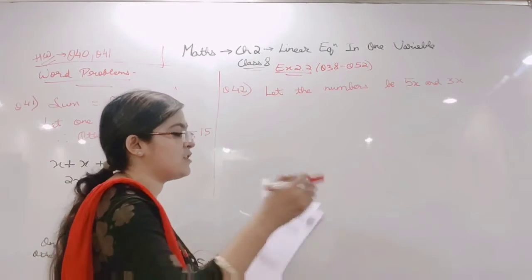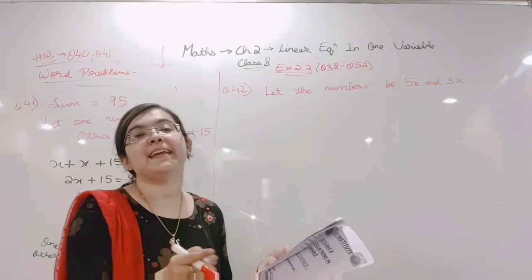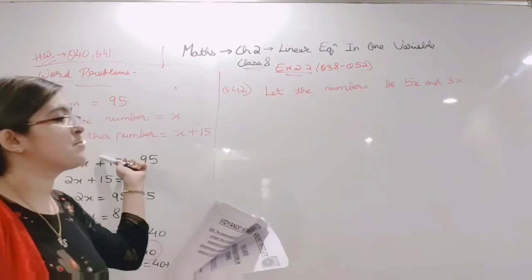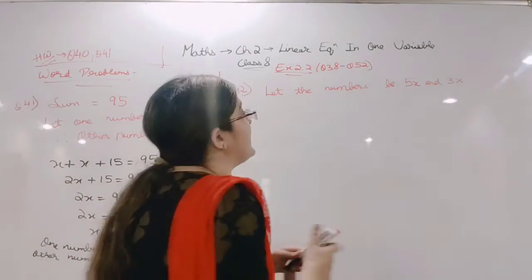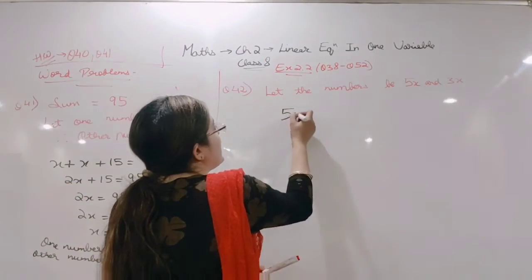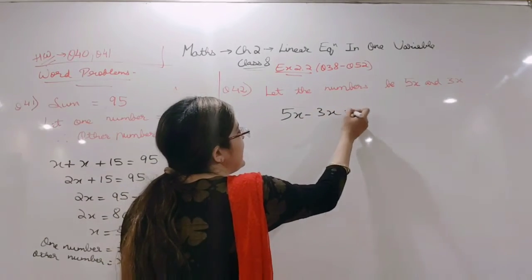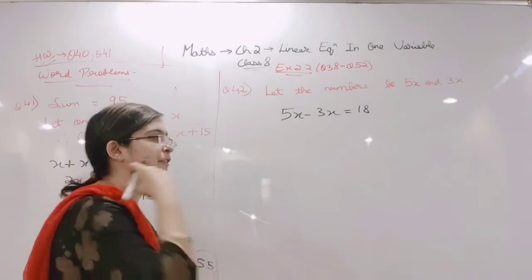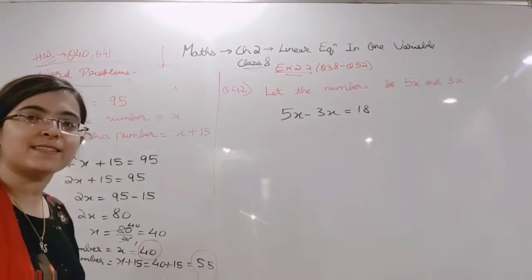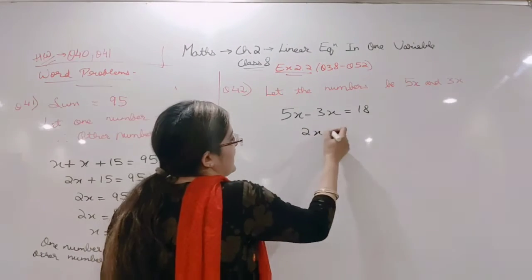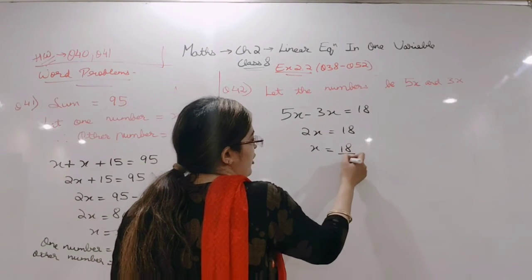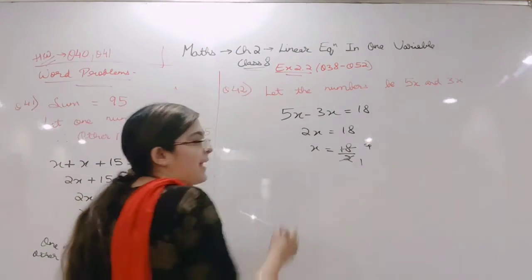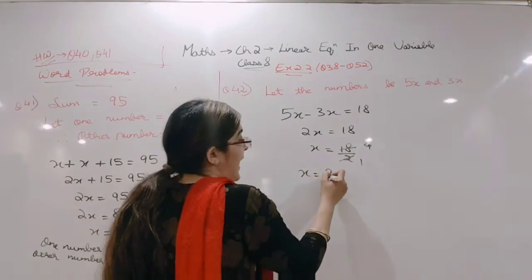What is given in the question, students? They differ by 18. They are very easy questions, both 41 and 42. It is saying they differ by 18. That means the difference between them is 18. So here variables and constants are on one side. It will become 2x is equal to 18. Your x will be, 2 will come in the denominator. 2 ones are 2, 9s are 18. So x is 9.